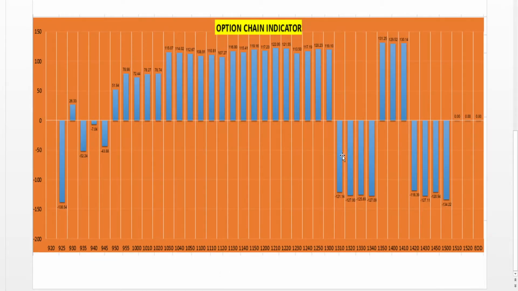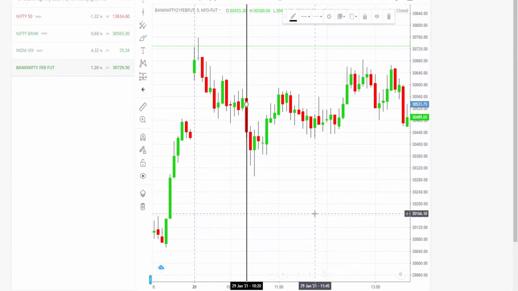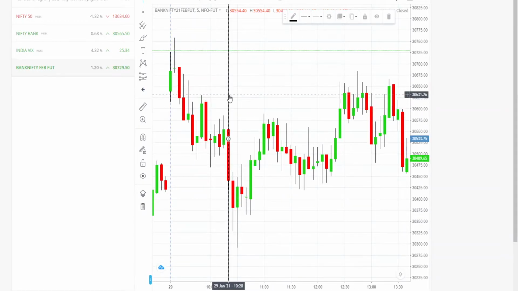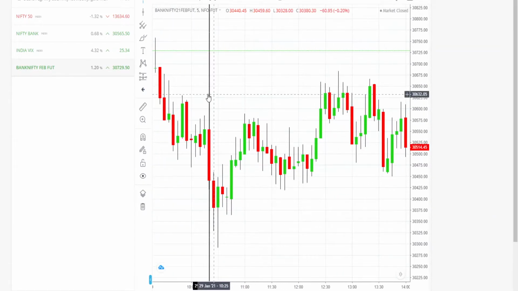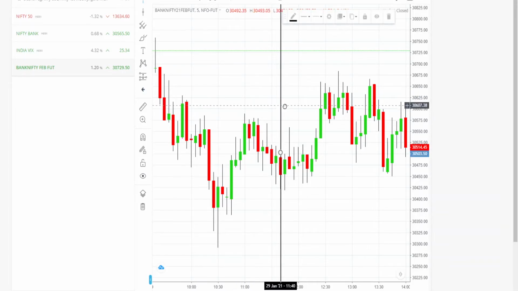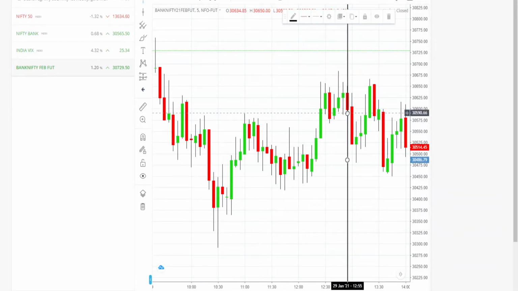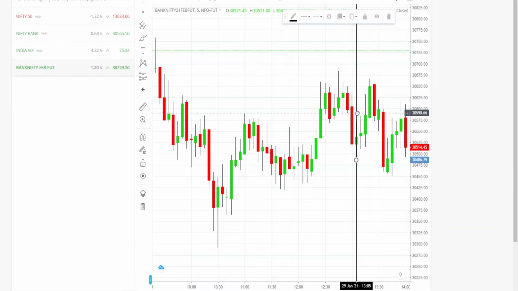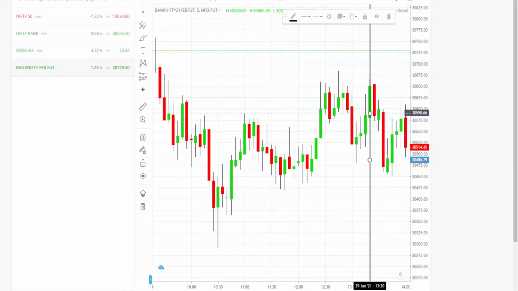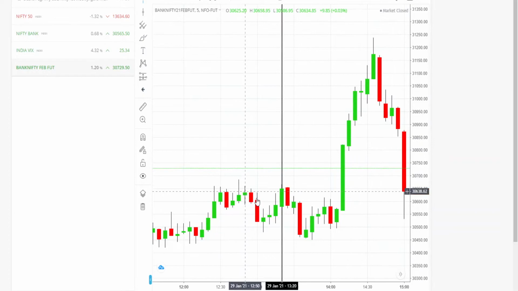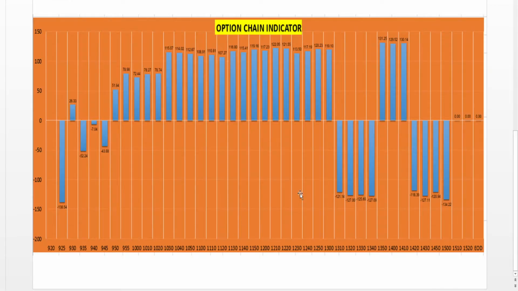Around 13:10 and 13:20, that is 1:10 and 1:20, continuously the market was showing downside. And let us see what happened in the price chart. 13:10, and this is 13:20. Okay, right, continuously for 20 minutes the market was down, that is, the signal was going downside.